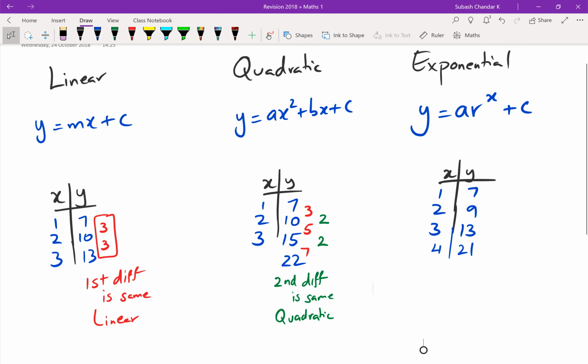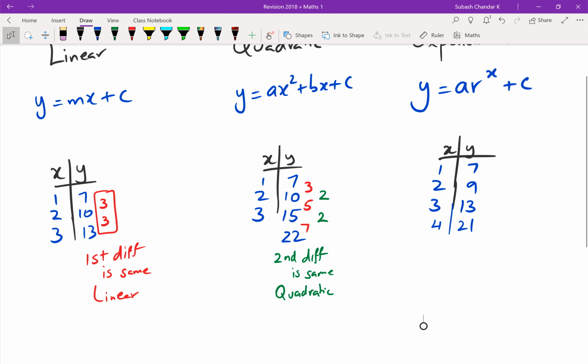And here's another hint. If it's a quadratic, you can say the a value is the second difference, whatever that value is, divided by 2. That's how you know: if the first difference is the same, then it's linear. If the second difference is the same, then it's quadratic. But for exponential, you look at the differences.